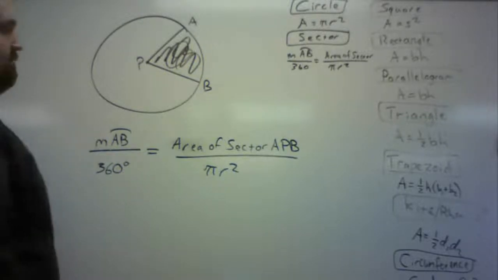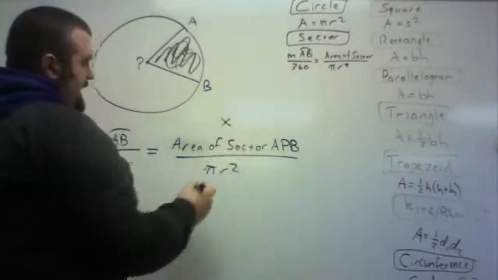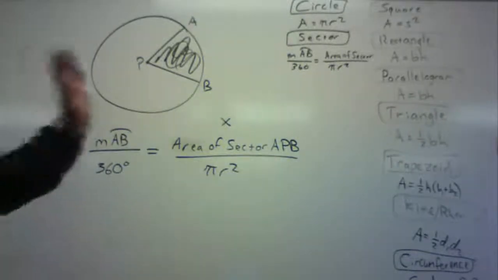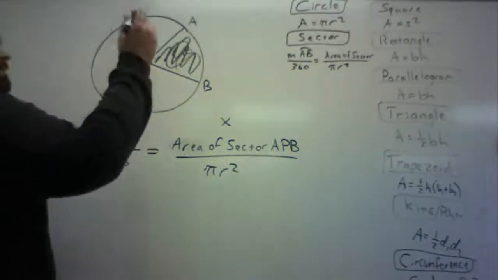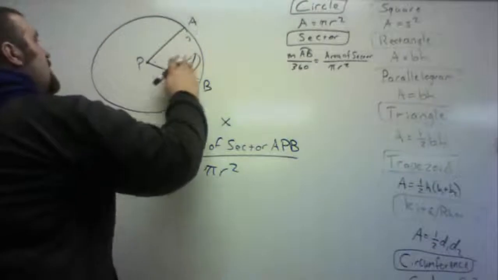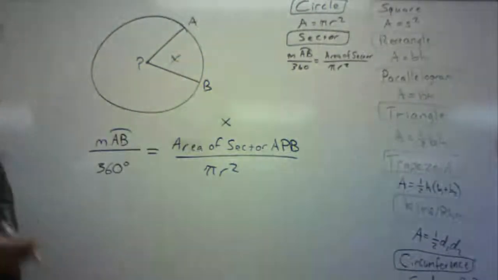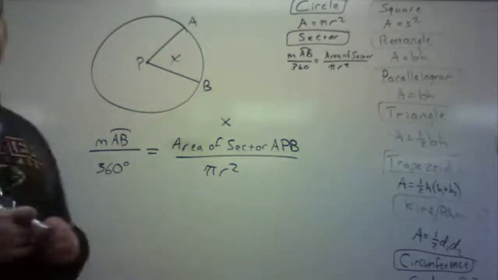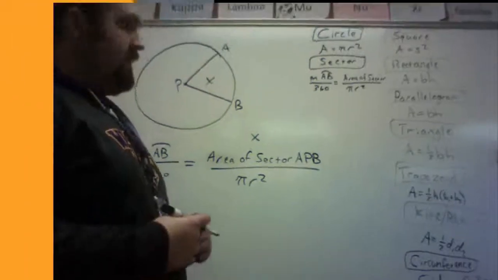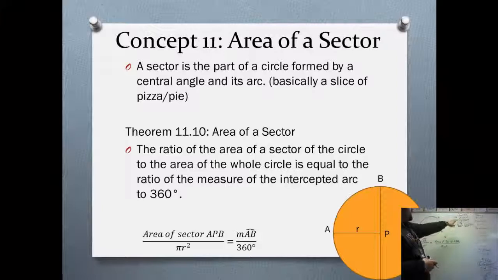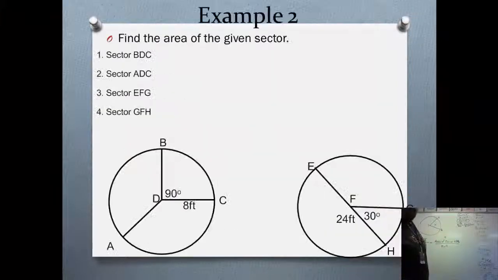Alright, by the way, most of the time I'll be labeling this part as X just because that's a lot of writing. I'll put it in the middle of my picture. I don't want to write area of sector APB, so we're going to call it X. Just so that way it's nice and easy for us. Alright, so you see I have added 2 more equations for us.